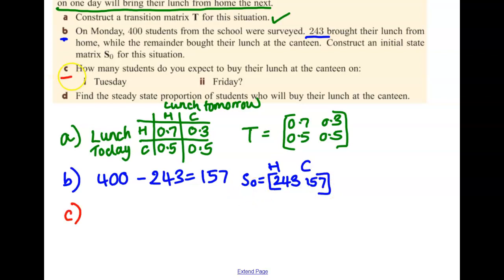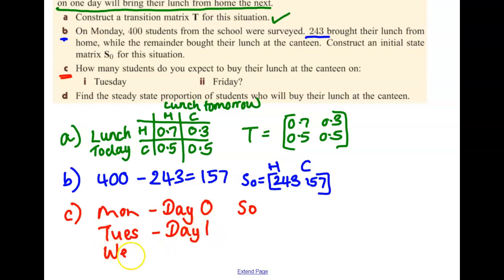Now for part C, the most important thing that I want you to remember, Monday, which is our initial day, that is day 0. So Monday is day 0, so that is our S0. Tuesday is day 1.